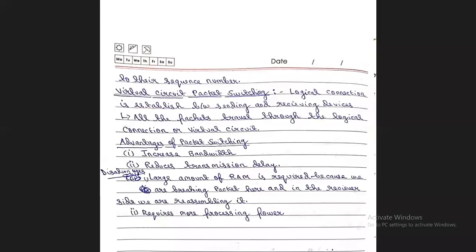And on the receiver side, what are we performing? On the receiver side, we take the packets, and after taking the packets, we reassemble them and make the original message. So for this process, a large amount of RAM is required for storage purposes, and it requires more processing power. Why does it require more processing power? Because we are dividing the original message first.